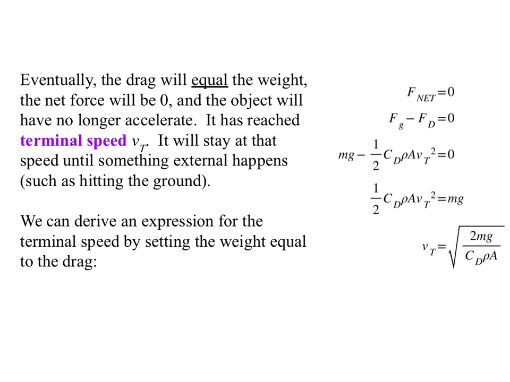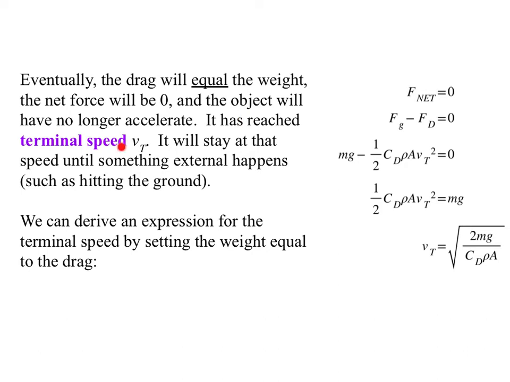When the drag equals the weight, the net force will be 0, and the object will no longer accelerate. That's what we call terminal speed, and we usually symbolize it as V sub T. Most people actually say terminal velocity, but we're always really talking about a speed. The direction is downward, so the distinction is not that big a deal. So don't get thrown when some people say terminal velocity and other people say terminal speed. They're really talking about the same thing.